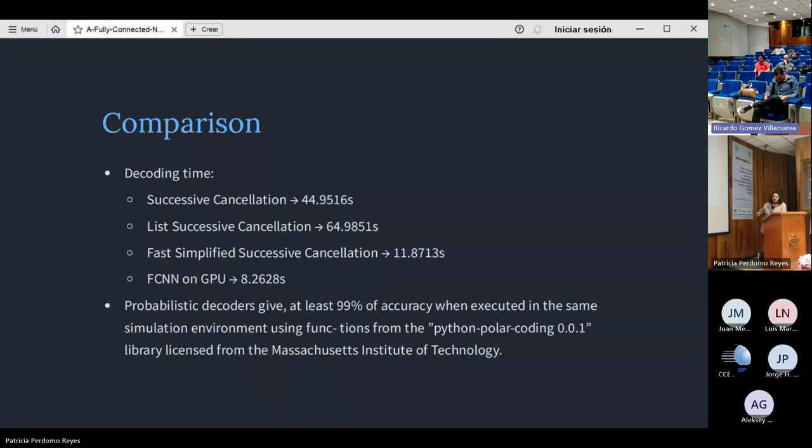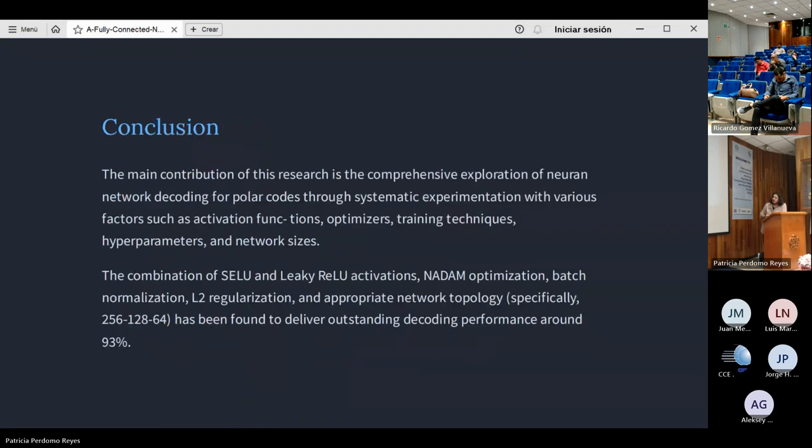When we run our fully connected neural networks on GPU, we obtain the result in 10 seconds. So it's faster than the probabilistic decoders. On the other hand, probabilistic decoders achieved 99% accuracy, and we only obtained almost 93%. So we need more investigation to overcome this problem.